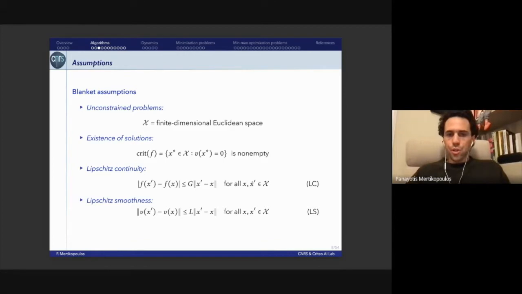I will also be focusing on problems where solutions exist, so the critical set or the saddle point set of the function is non-empty. And in terms of regularity, I'm going to be assuming that the function to be minimized or min-maxed is Lipschitz continuous and Lipschitz smooth. All right, so these are the basic assumptions that will hold essentially throughout the talk.